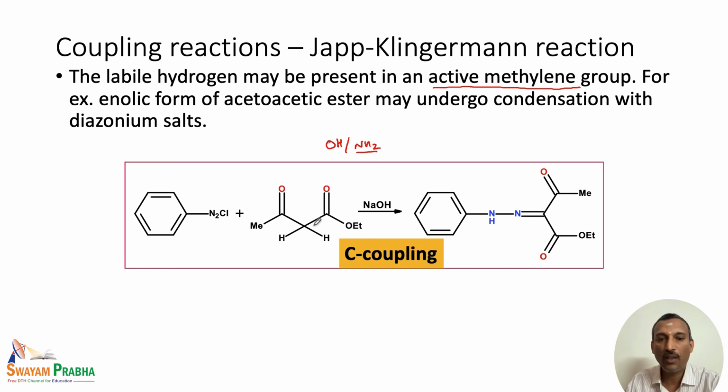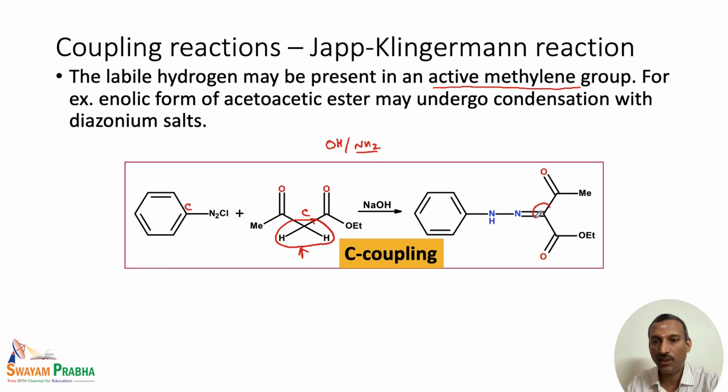So we have an active methylene compound here, which in this particular case has two hydrogens which are active, or labile, hydrogens. These labile hydrogens can be the site of condensation. Here again there is a carbon, and there is a carbon from this aromatic system. So the coupling happens between two carbon atoms. That is why we call this reaction a C coupling reaction.